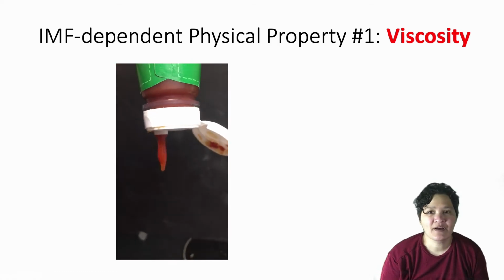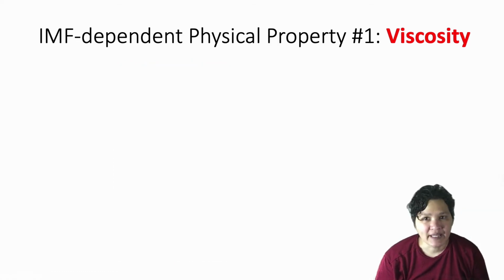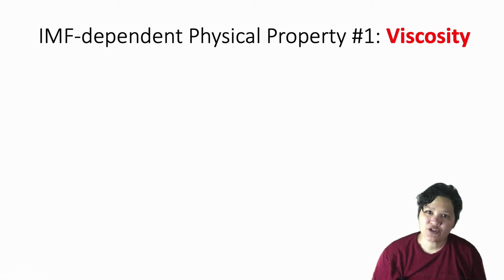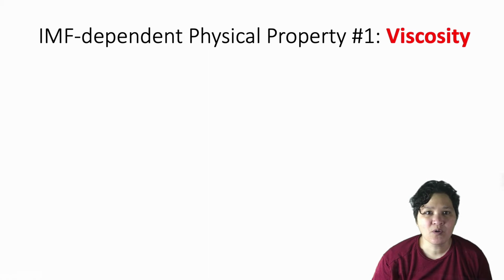So, what affects viscosity? Basically, intermolecular forces. The stronger the intermolecular forces holding molecules of a substance together, the more it's going to want to hold its shape and not move around.